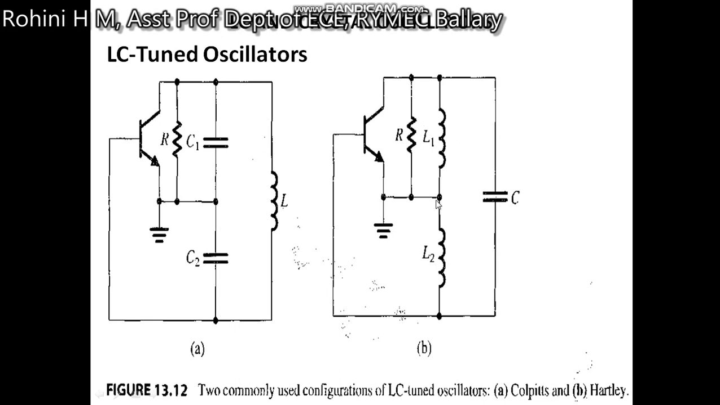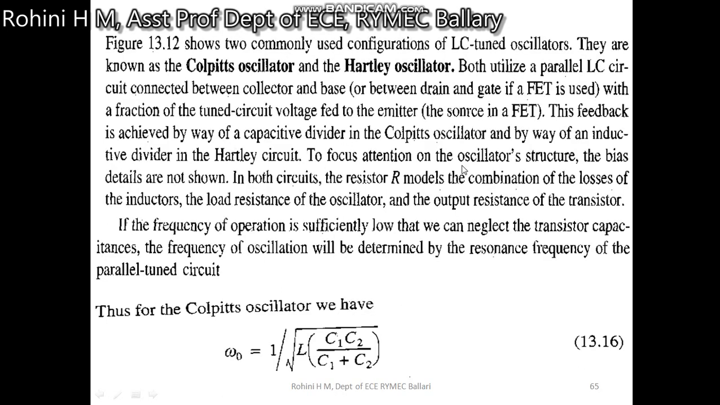So here in the Hartley oscillator, it is an inductive divider; here it is a capacitive divider. To focus attention on the oscillator structure, the bias details are not shown. In both circuits, the resistor R models the combination of the losses of the inductance, the total resistance of the oscillator, and the output resistance of the transistor. If the frequency of oscillation is sufficiently low, we can neglect the transistor capacitance, and the frequency of oscillation is determined by the resonant frequency of the parallel tuned circuit.